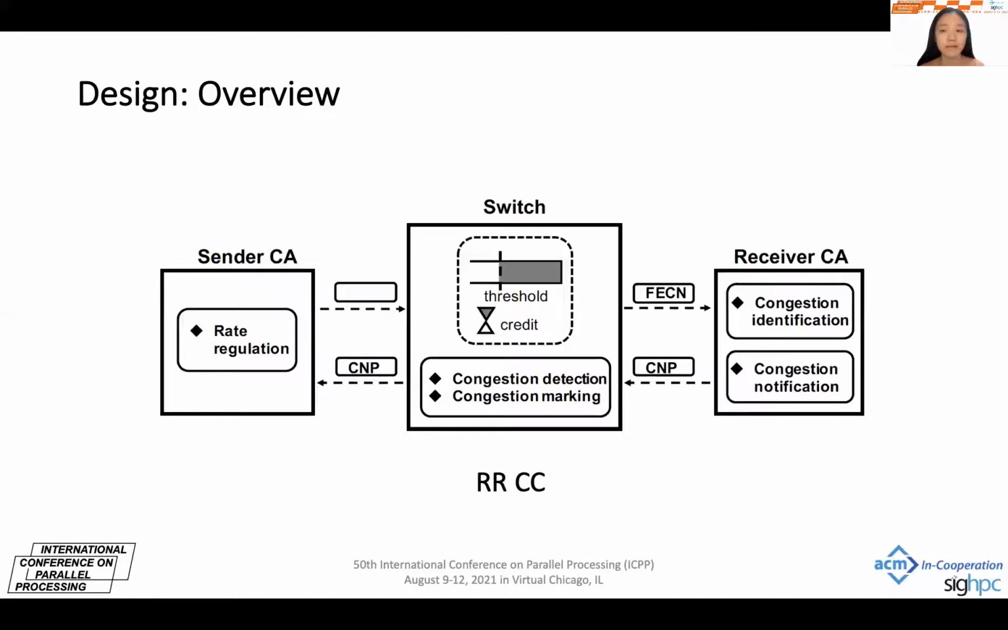Motivated by the above insights, we propose a new receiver-driven congestion control named RRCC. In RRCC, the receiver CA is responsible for congestion identification and congestion notification. At the sender, the CA is in charge of the rate regulation. The switches are only responsible for detecting congestion and marking packets.